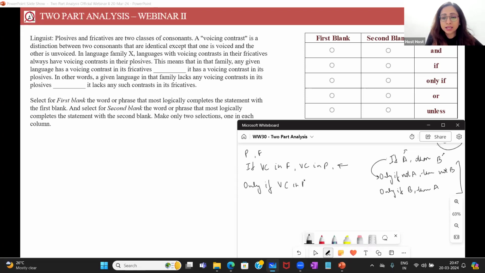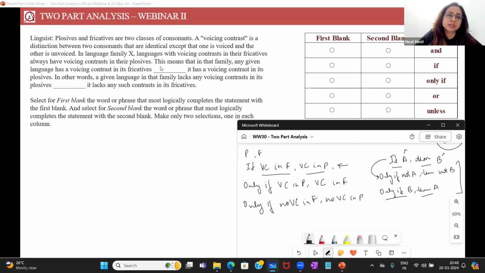VC in P, then VC in F. Right? As we discussed, if A then B is only if B then A. I can switch the two of them. Or I can do another thing. I can say this is also equal to only if no VC in F. So I retain this sequence, but I make them both not. So I say if no VC in F, then no VC in P. Make sense? This is also equivalent to this.